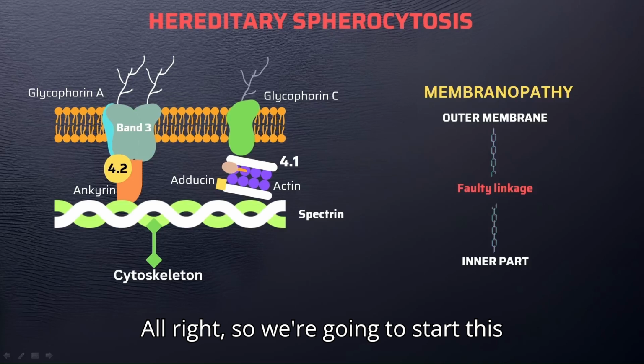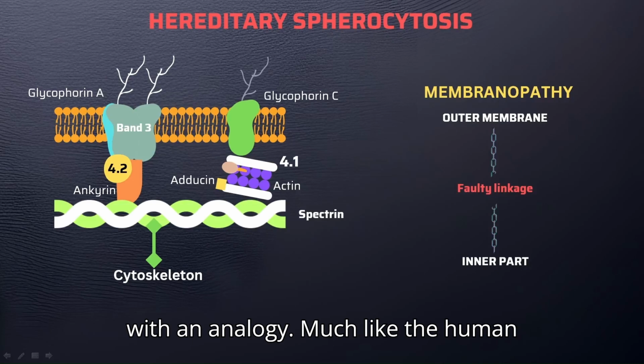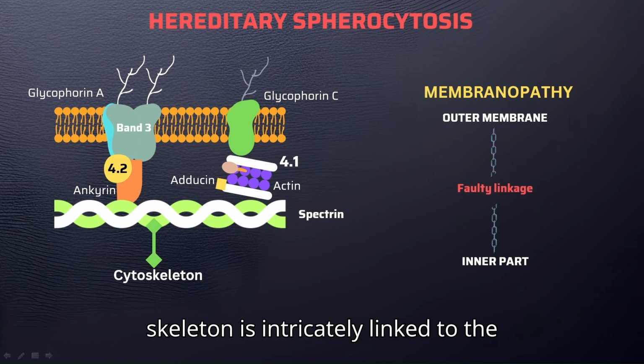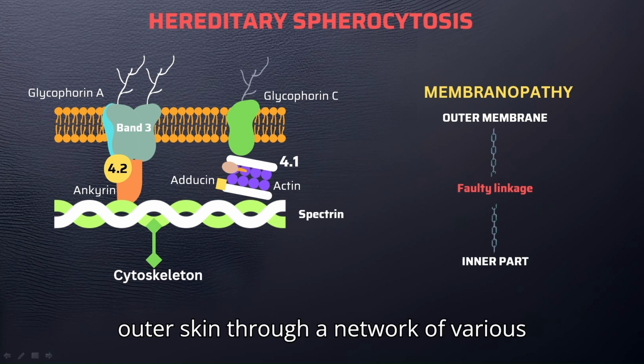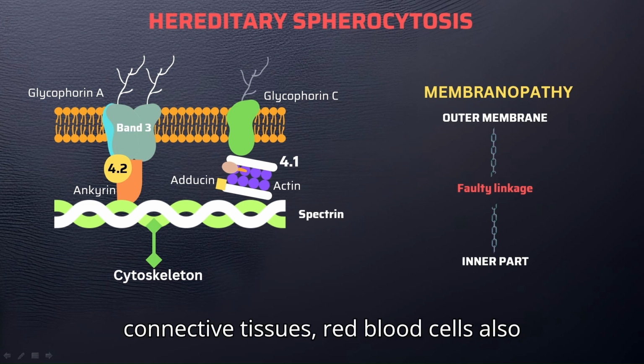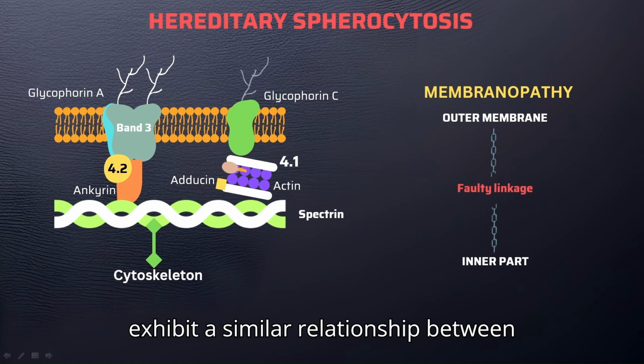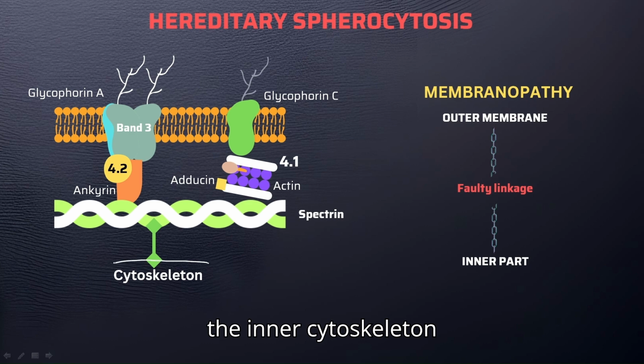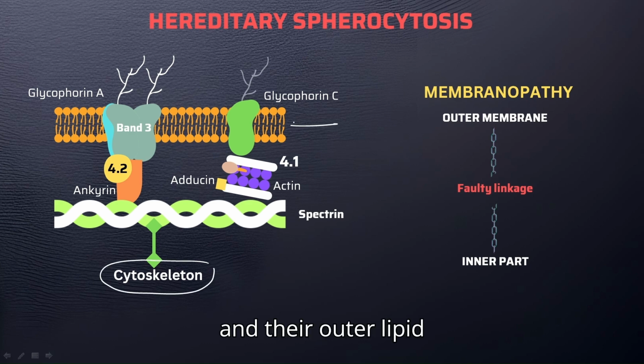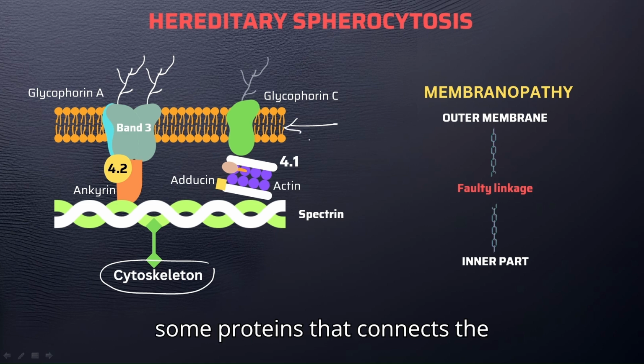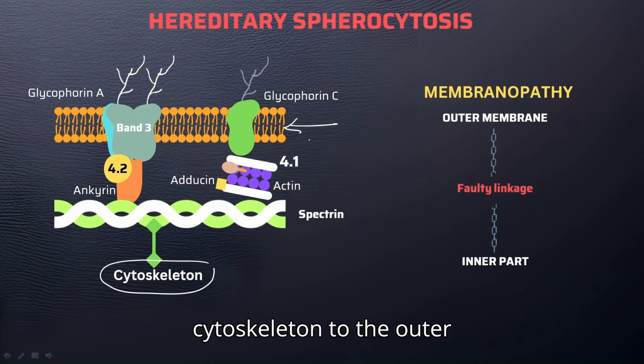All right, so we're going to start this with an analogy. Much like the human skeleton is intricately linked to the outer skin through a network of various connective tissues, red blood cells also exhibit a similar relationship between their inner cytoskeleton and their outer lipid bilayer. Right? So there are some proteins that connect the cytoskeleton to the outer lipid bilayer.